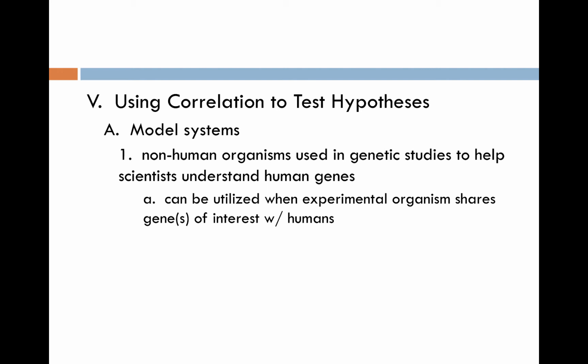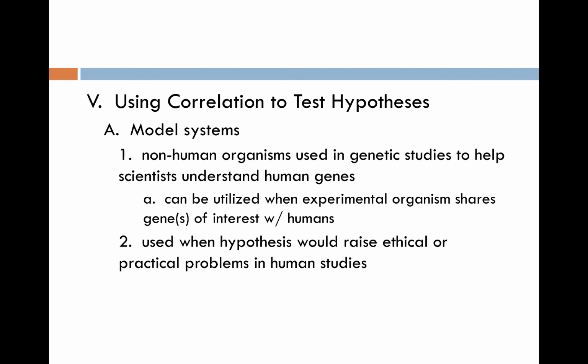One common model system that is used in science is the mouse model. Mice do share a lot of genes with humans, so they're a good animal system to use. Model systems can also be used when the hypothesis would raise ethical problems, which we actually looked at, or practical problems in human studies. Maybe it might not be practical for you to conduct that study on humans. And some of you actually did look at that within the experiments that you wrote.